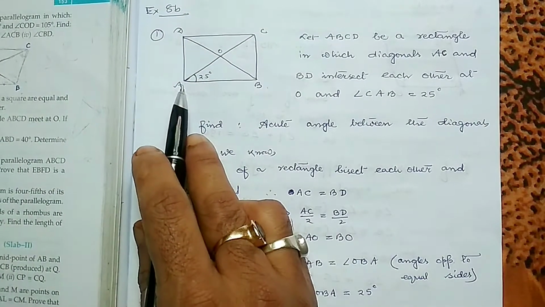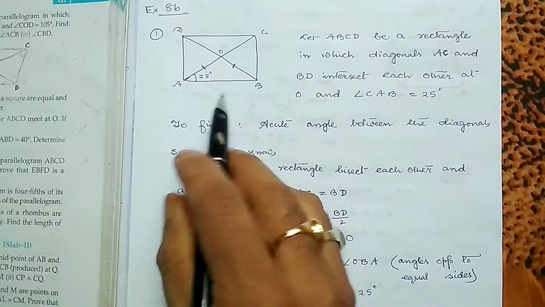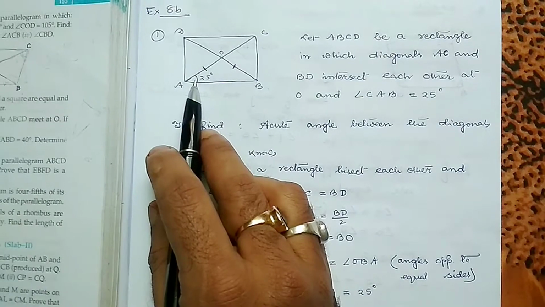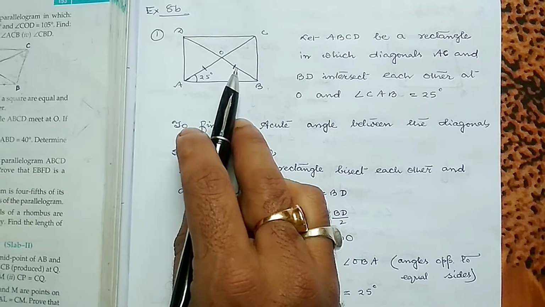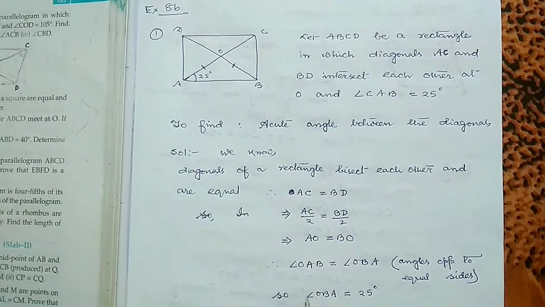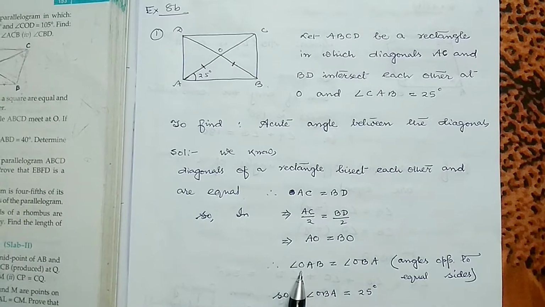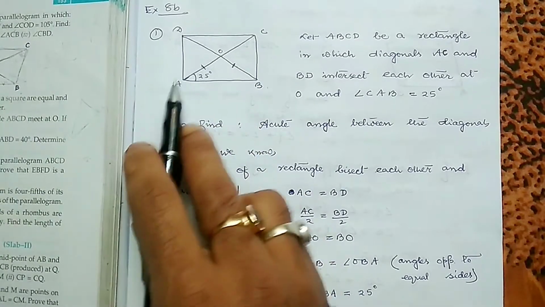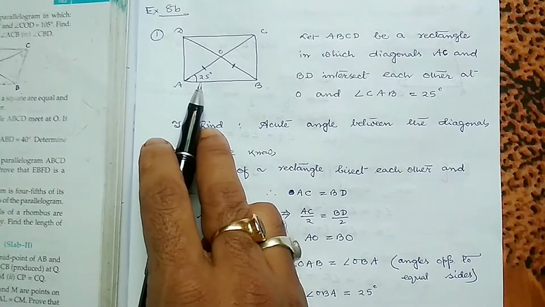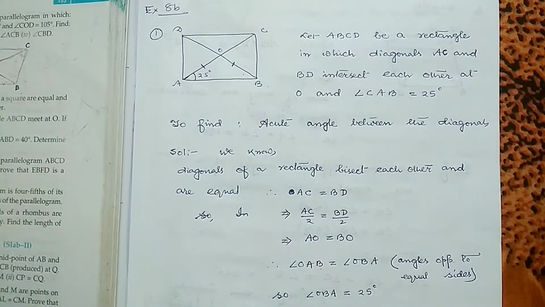So in triangle AOB, you can see this side equals this side. And since these two sides are equal, their opposite angles must be equal, because we know angles opposite to equal sides in a triangle are equal. So since AO equals BO, angle OAB equals angle OBA. Since this one is 25, this one also must be 25. I think this much is clear.